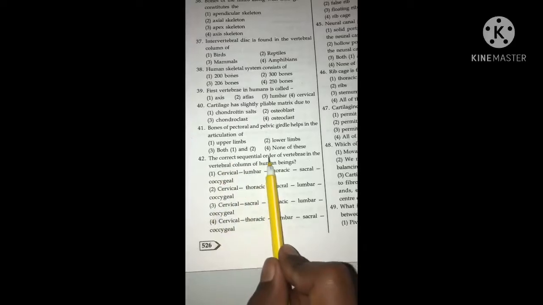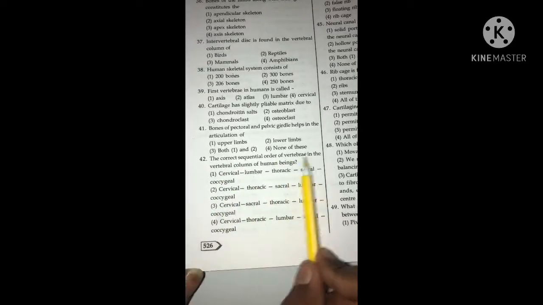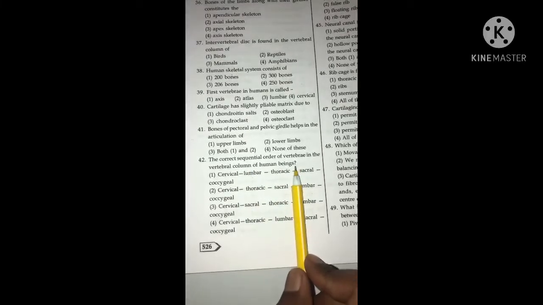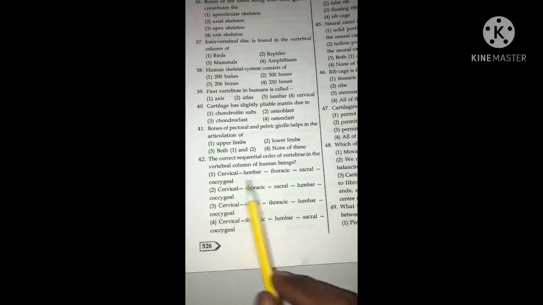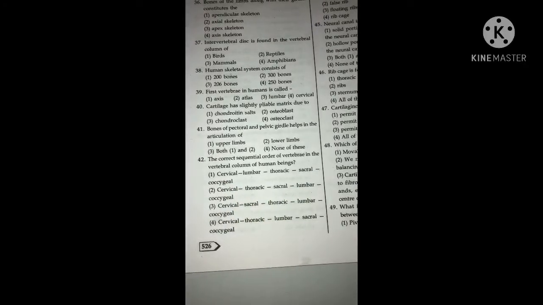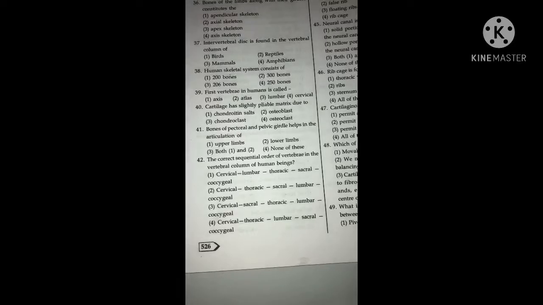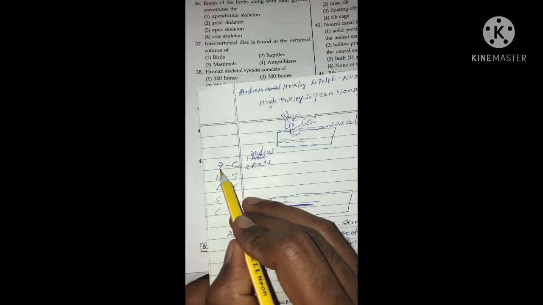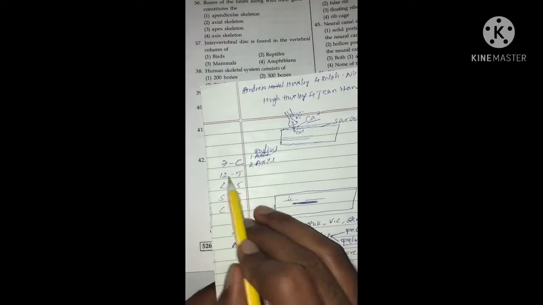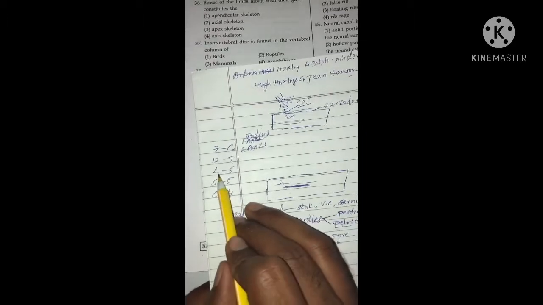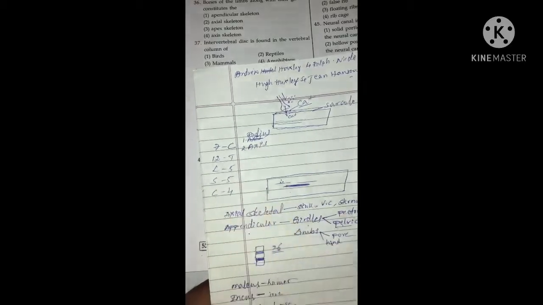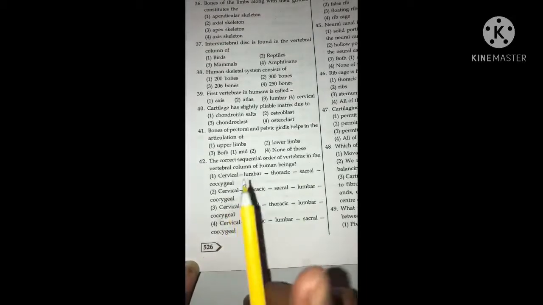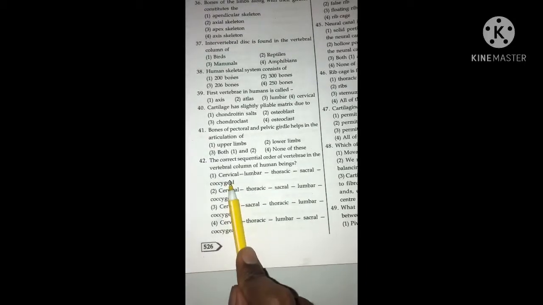The correct sequential order of vertebrae in the vertebral column of human beings. So what are the bones present in the vertebral column? Look at here. First starting is the cervical vertebra. Cervical vertebra means present in the neck region. Then thoracic vertebra, then lumbar vertebrae, then sacral, then coccygeal. So what are the first bones? Cervical means bones in the neck region.